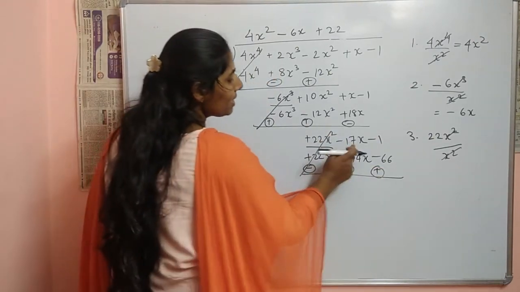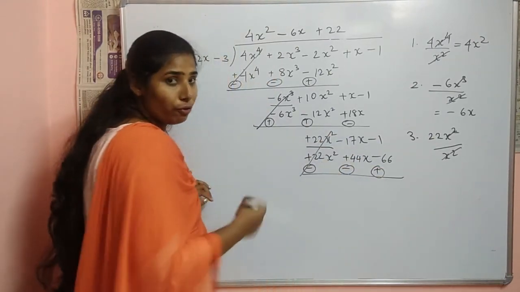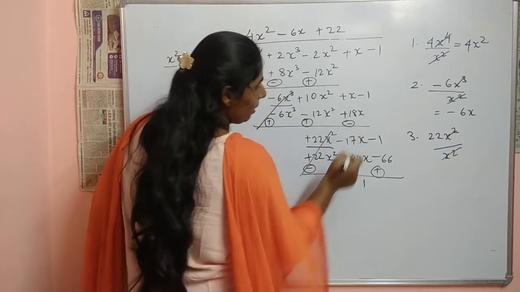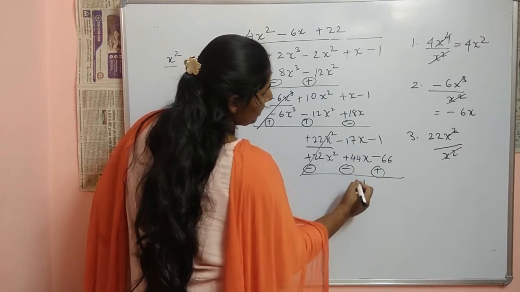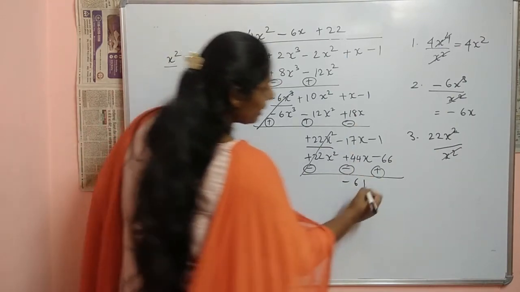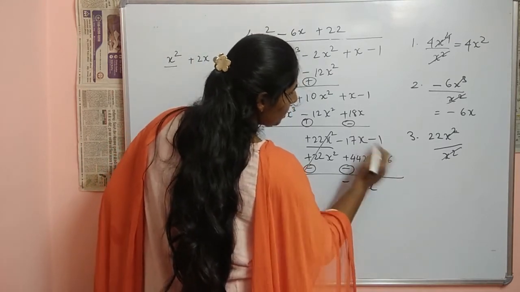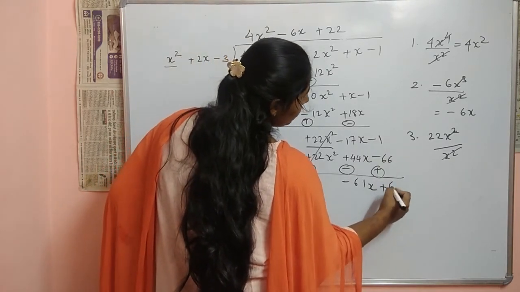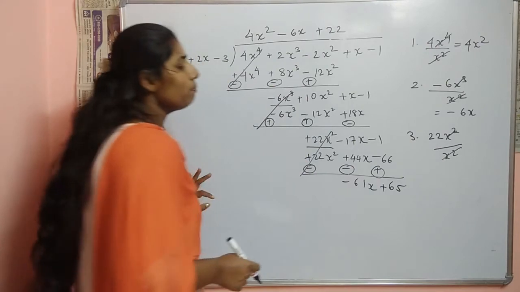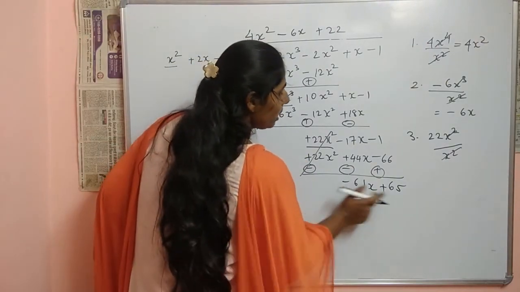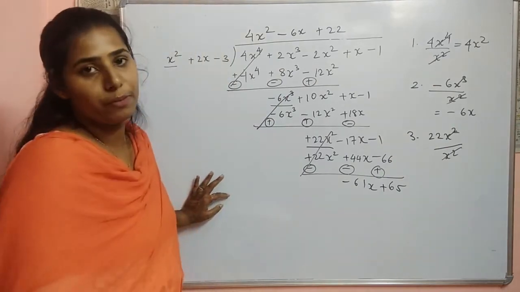Okay. Now minus 17 minus 44. We will add. 7 plus 4 will give you 11, and 4, 5, 6, so minus 61x. Okay. And this we will subtract. Plus 66 minus 1 will give you plus 65. So my remainder is minus 61x plus 65.